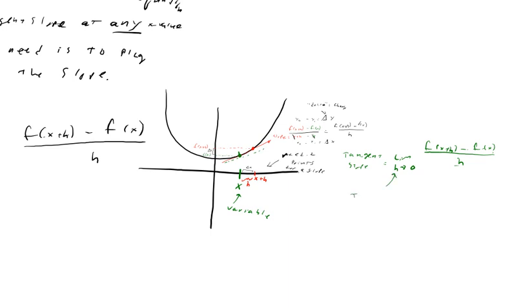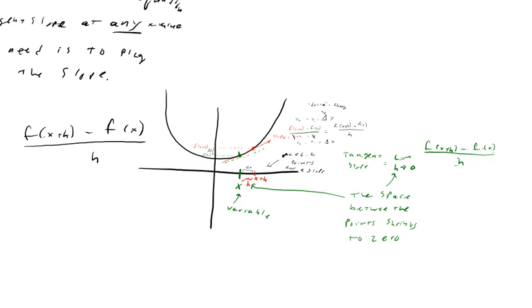The space between the points shrinks to 0. This h value, the space between those points, shrinks to 0. And that's how we get the slope at a value, at a single point.